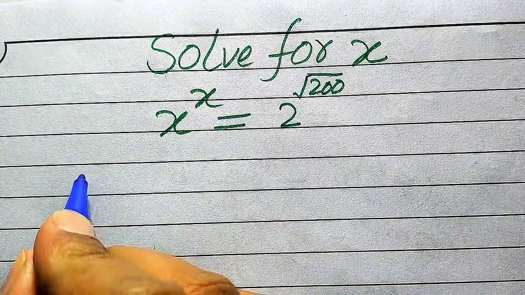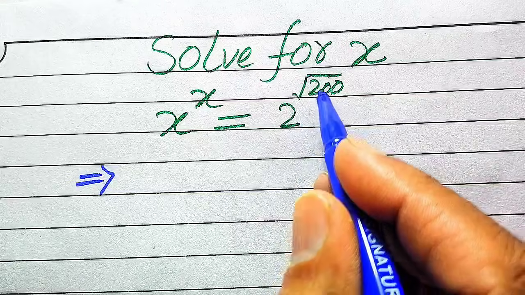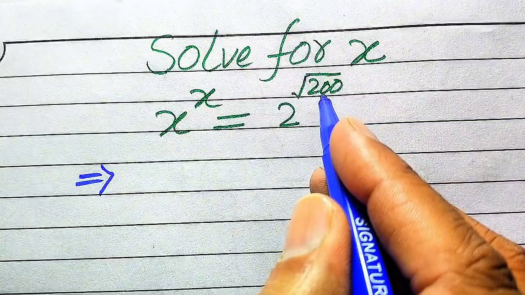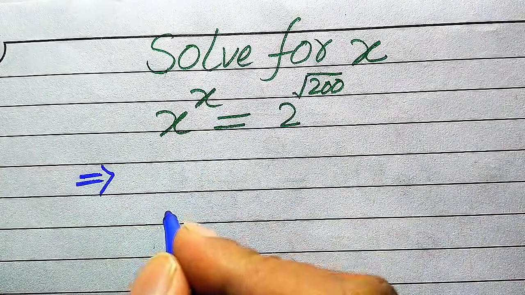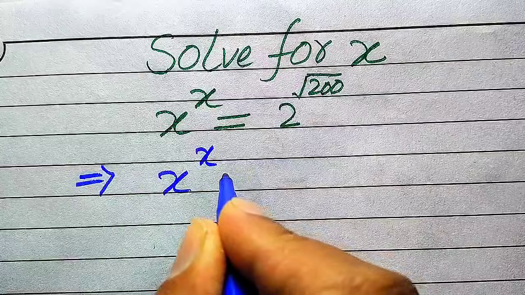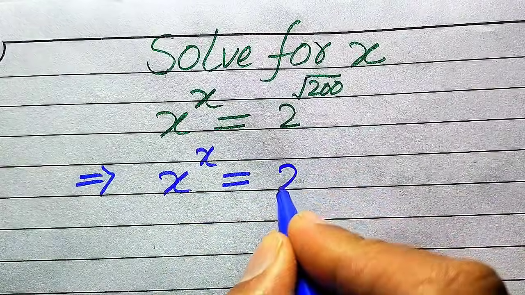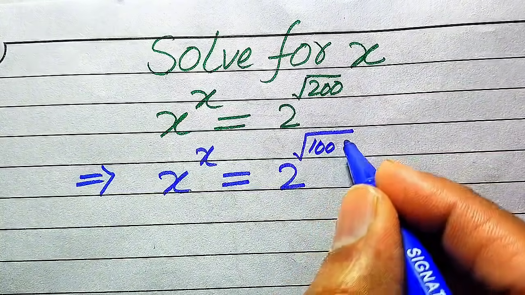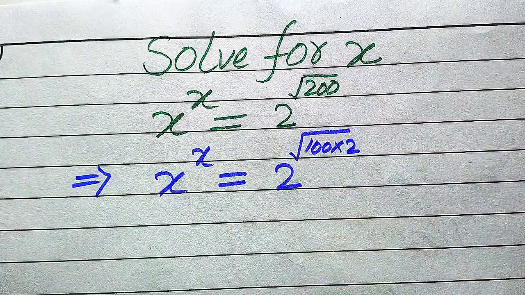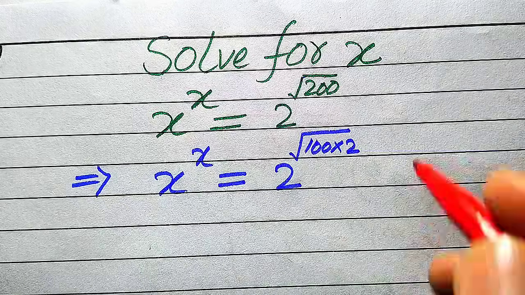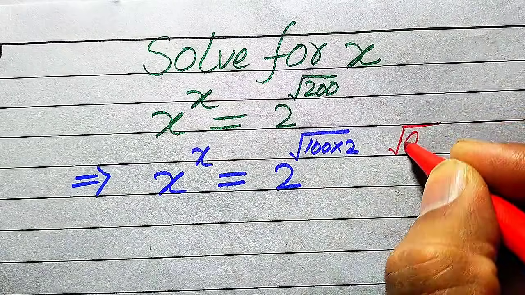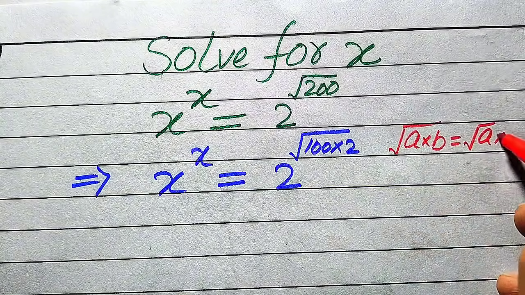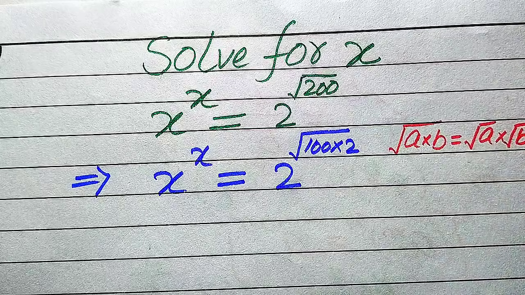And now the very first thing we are going to do is focus on this square root term. Here you have the square root of 200, and we break this 200 in this form. So x to the power of x is equal to 2 to the power of square root of 200, and we write this 200 as 100 multiplied by 2. Here we need to use the nice radical law. You know that if we have the square root of a multiplied by b, we write it as the square root of a multiplied by the square root of b.